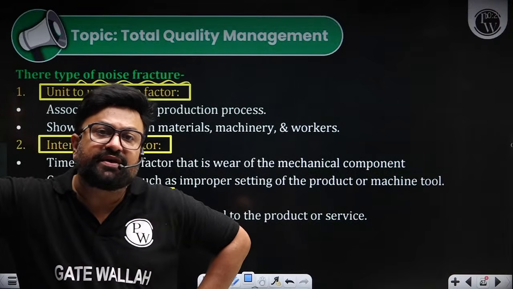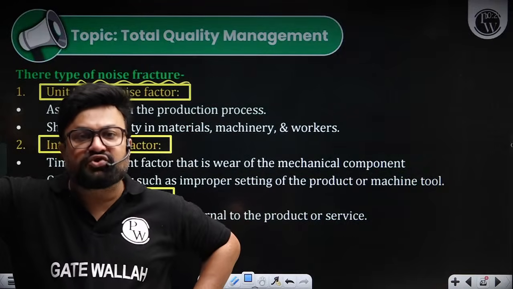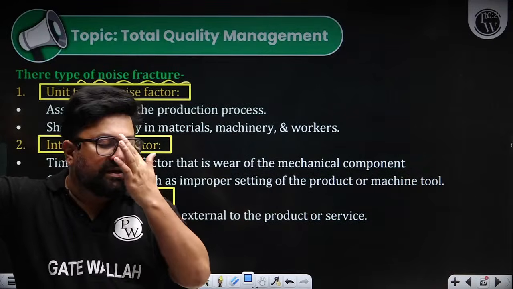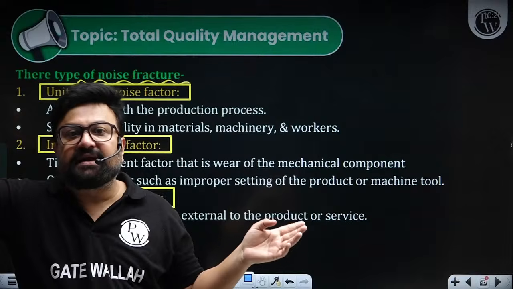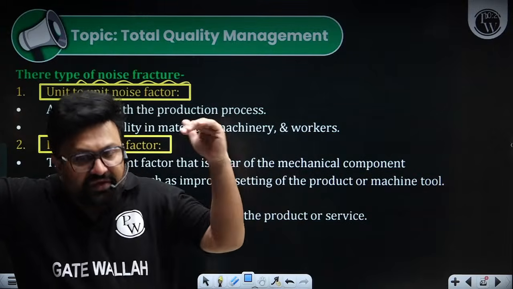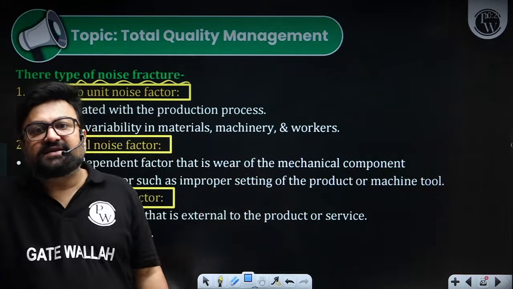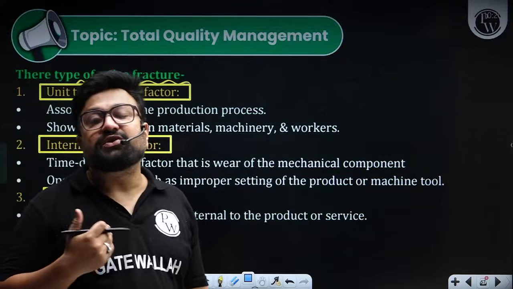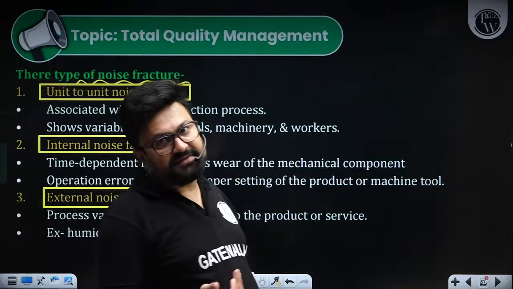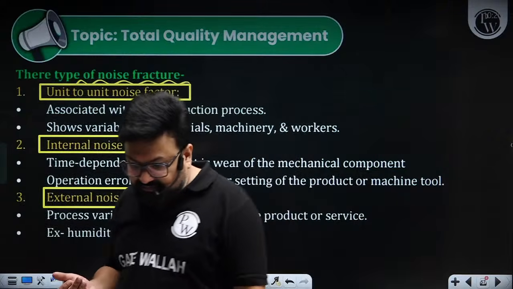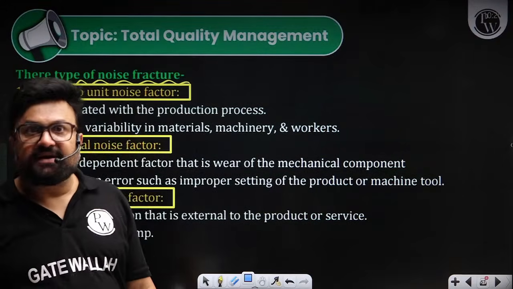What is the first, unit to unit noise factor? It is associated with the production process. It shows variability in the material, in the machine or worker. Second, internal noise factor. Basically, it is a time dependent factor, that is wear of the machine component occurring with time, and operation errors such as improper setting of the product or machine tool. Third is external noise factor, which is uncontrollable, that is humidity and temperature. Process variation that is external to the product or service, that is humidity, temperature, etc.